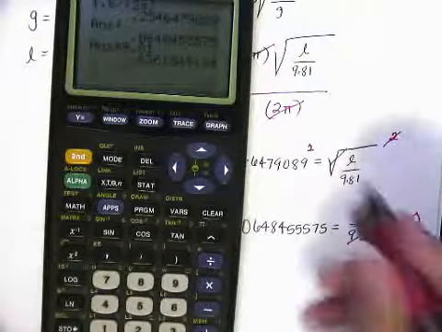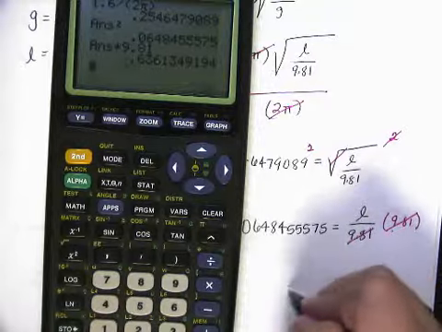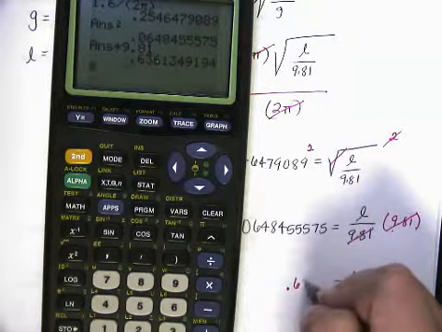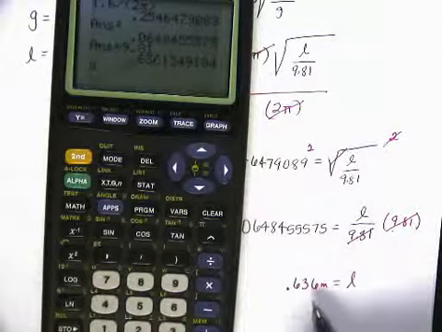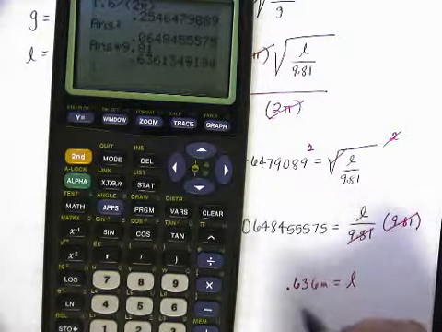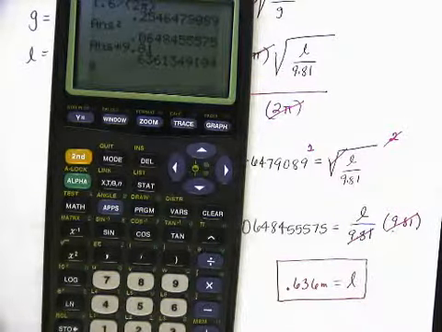Go ahead and hit enter, and so the length of the pendulum that the chandelier is acting as is going to be 0.636 meters. Now on Moodle, you can just round this to 0.6. That's it.